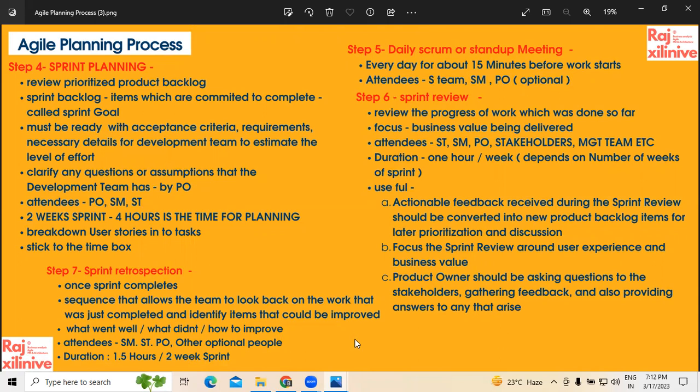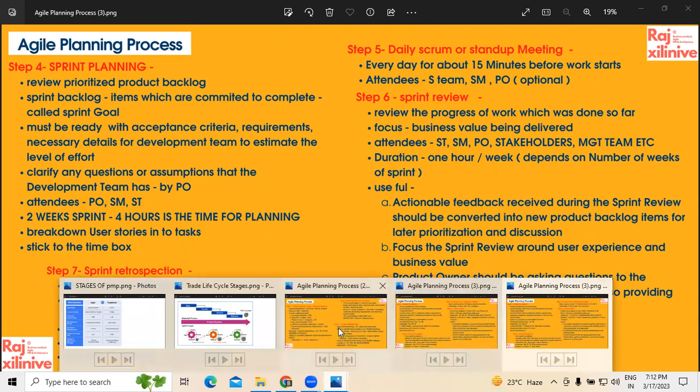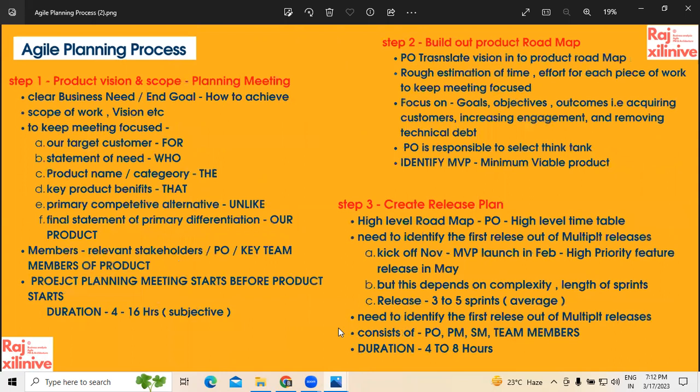Before we start these ceremonies, if you want to make anything a project, it generally starts with the product vision and scope, because the product vision and scope has to be defined by the customer. Based on what we have identified and decided so far, we need to create a product roadmap. Based on the product roadmap, release planning will be made. From there onwards, sprint planning and everything else will be done accordingly. This is how the agile planning process generally takes place.